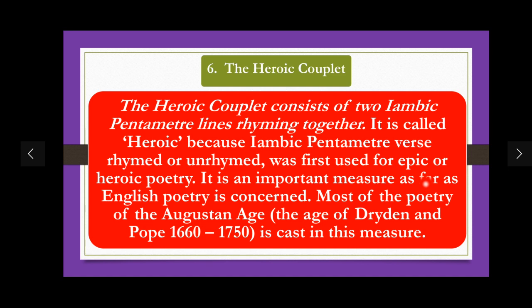So once again, let me repeat it for you, that when we say the heroic couplet, the two lines would rhyme together. And when we say iambic pentameter, the two lines may be rhymed or may be unrhymed. But in the heroic couplet, the two iambic pentameter lines rhyme together.